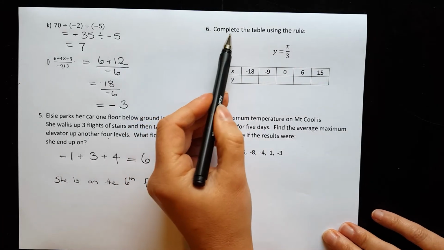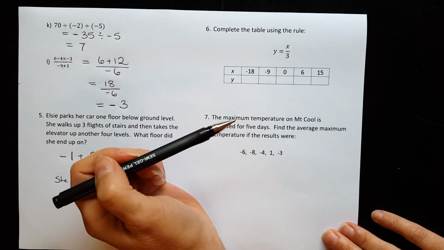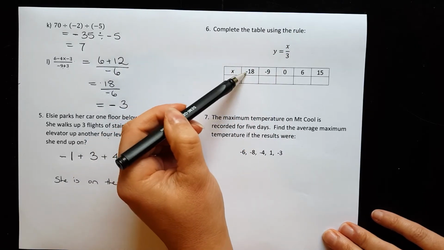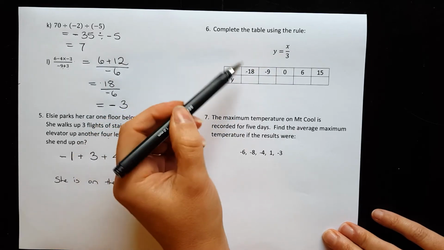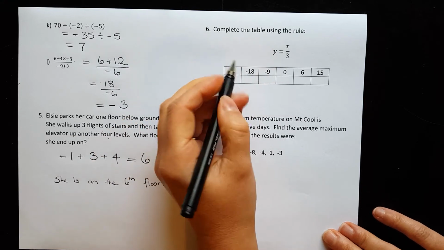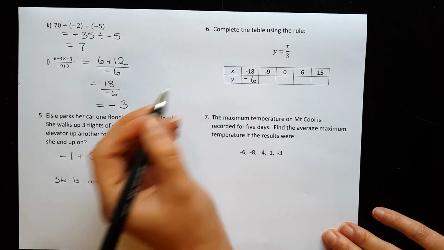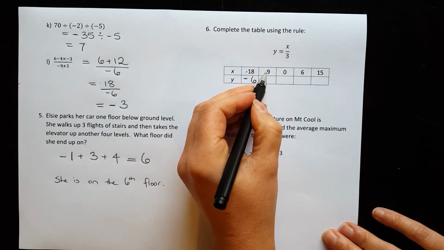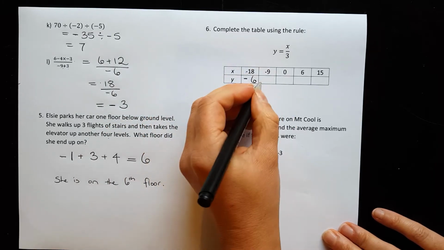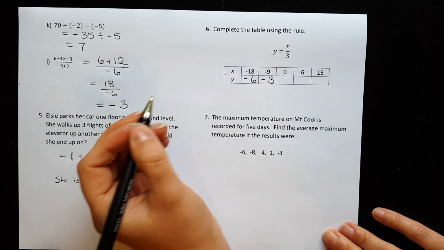Question 6, complete the table using the rule y is equal to x divided by 3. So whatever x is, we want to divide it by 3. Minus 18 divided by 3. Well, a minus and a positive means it's going to be a negative answer. 18 divided by 3 is 6. Minus 9 divided by positive 3, again, is going to be negative. 9 divided by 3 is 3.